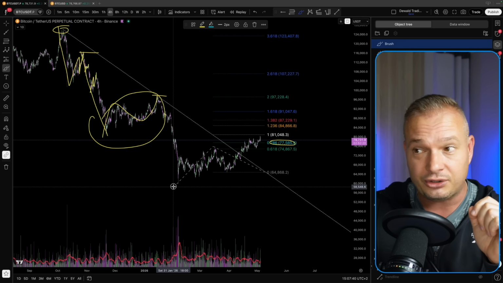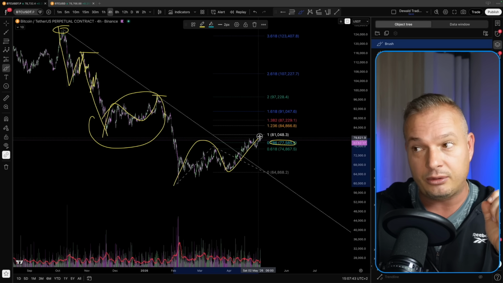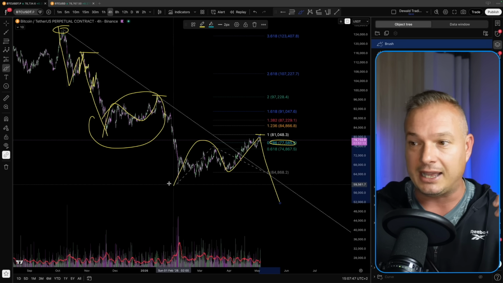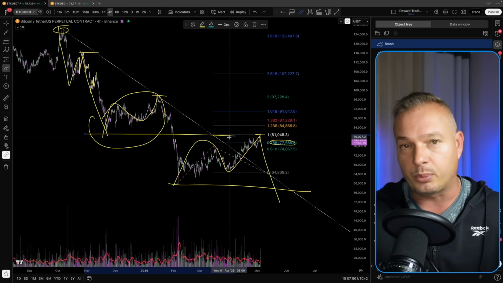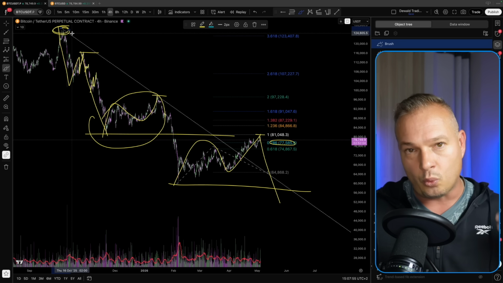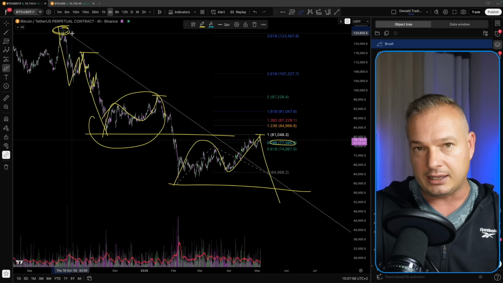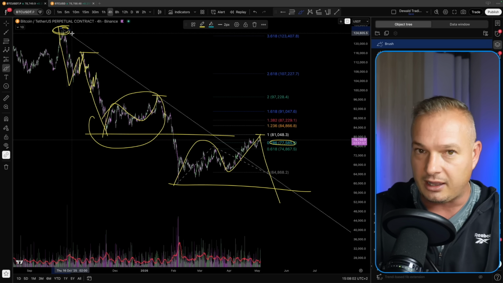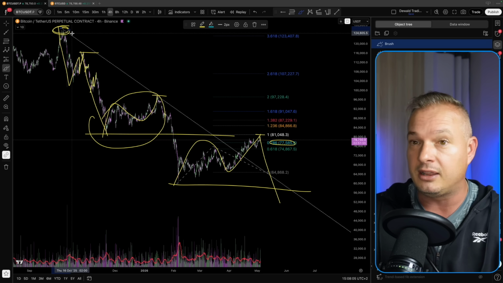For now, this structure is also still a three-wave structure. It could hit the one-to-one extension and reject and take the lows once again, like price has been doing all the way since the momentum here from the upside. So when price, basically in a nutshell, is trending in a specific direction, it will always correct in three-wave structures and continue in that direction.